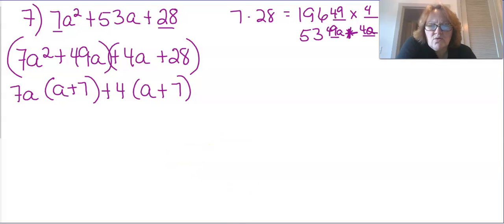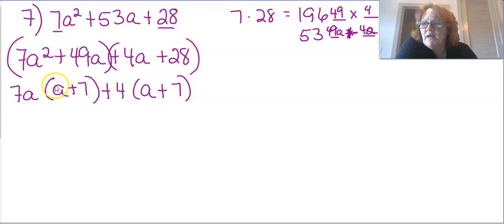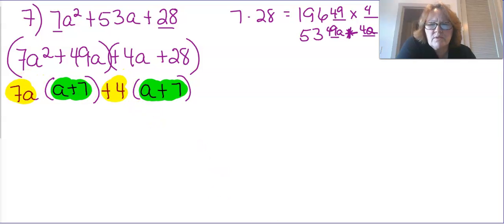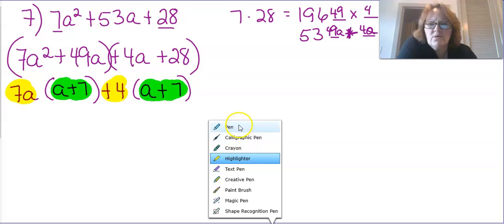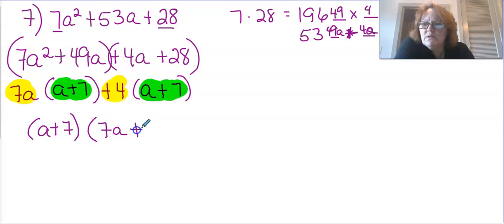So now I have my a plus 7 is common. So that one's going to be one of the binomials. And then 7a plus 4 is going to be the other binomial. So let's see, a plus 7, 7a plus 4 is the other one.